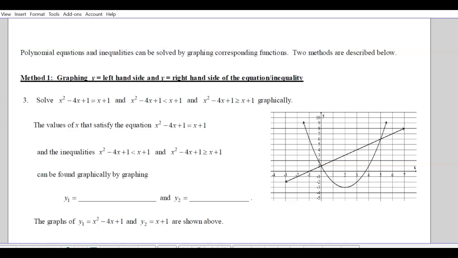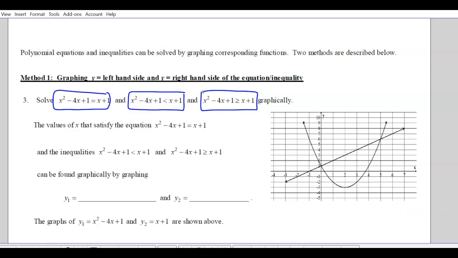So take a look at what we're asked to solve here. Notice how there's no y's. We're just finding the values of x. Okay? Here, same thing. It's an inequality. Same left side and right side, but now an inequality. Same left side and right side, another inequality. So let's first do the values of x that satisfy the equation. So we've graphed the left side for you, and we've graphed the right side.